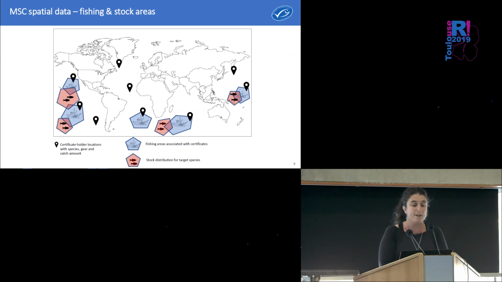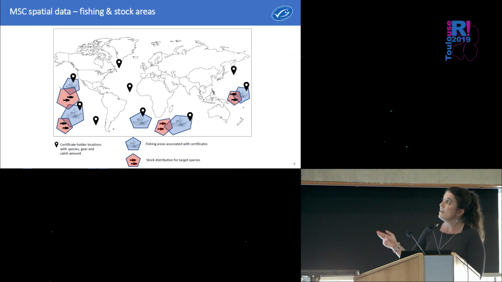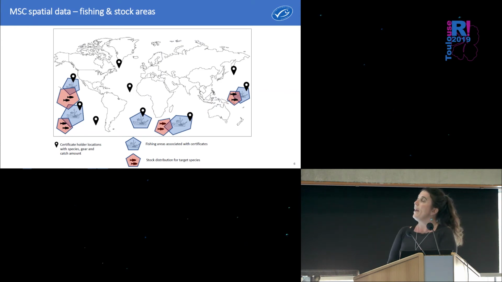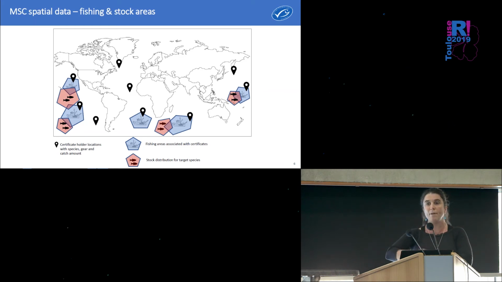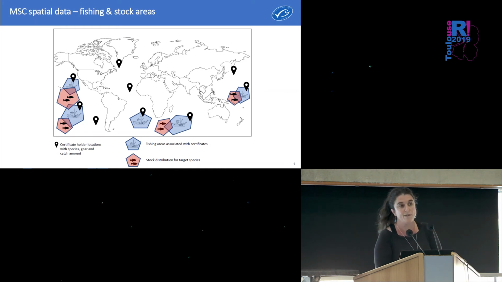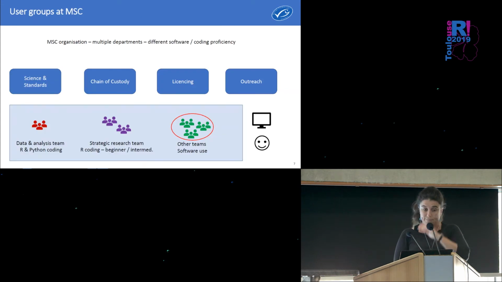Now we're moving to the spatial database that's including polygon data. So that's fishing: the red areas are the stocks, that's where the fish is. The blue areas are where the fishing boats are, and when they overlap, the fishing boats are catching the fish. So this is the data we want to work with.